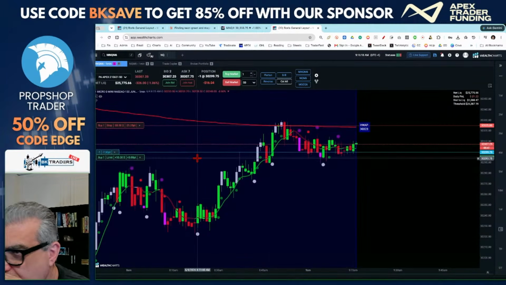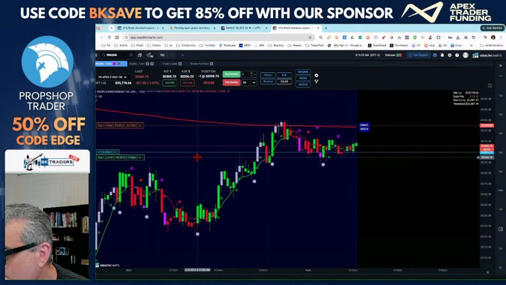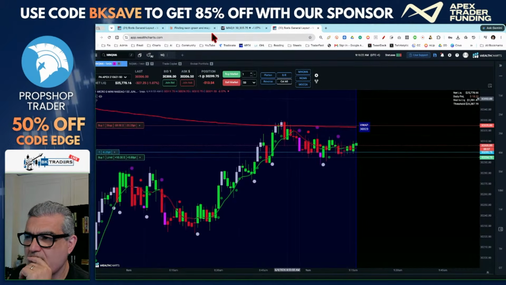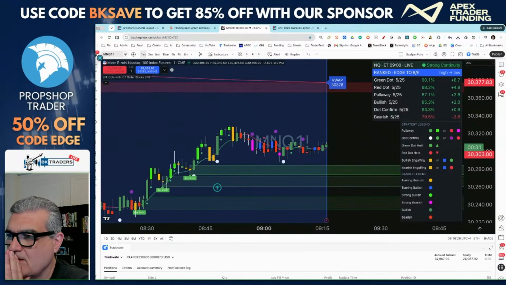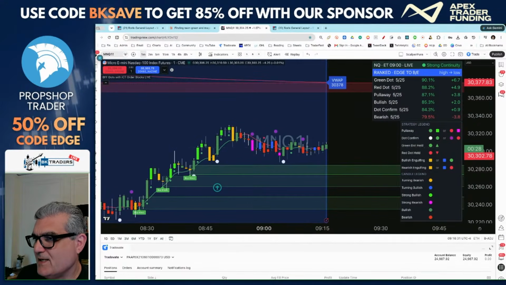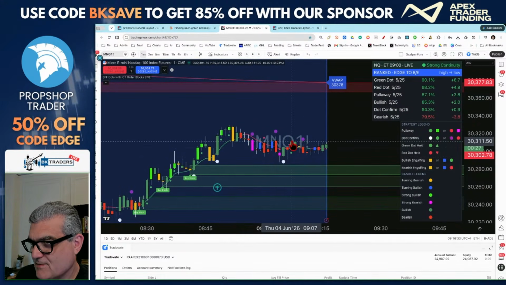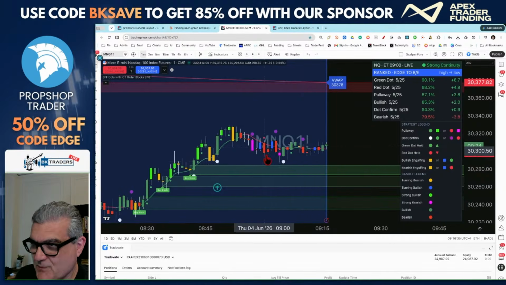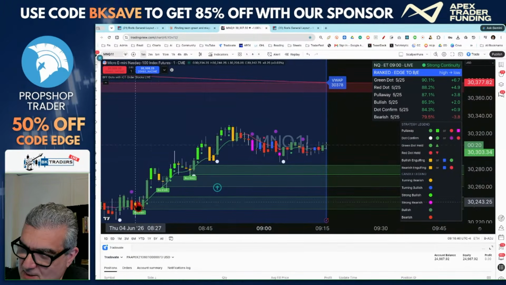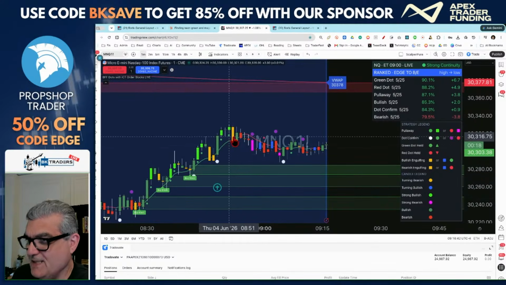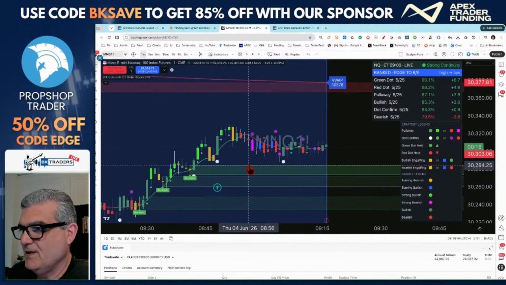What's the target here? 94. So as you can see, this is brutal for any other strategy where you're following it, because it's just chop. This is a beautiful, beautiful move, and this is very, very true of what we see every day.